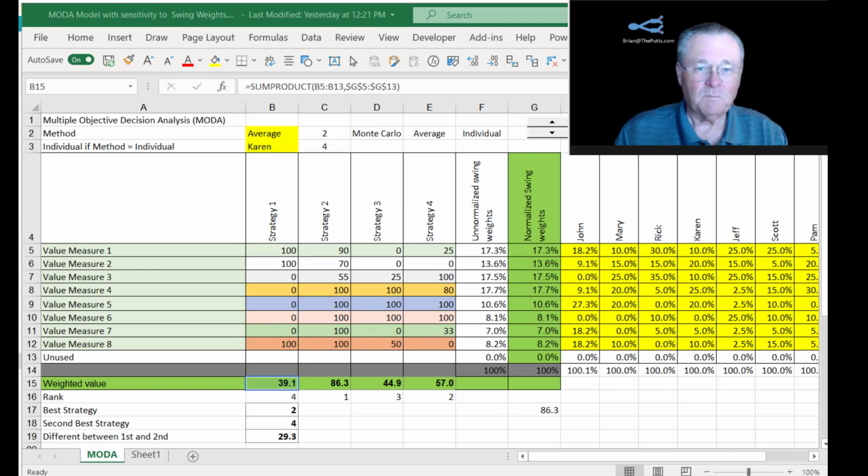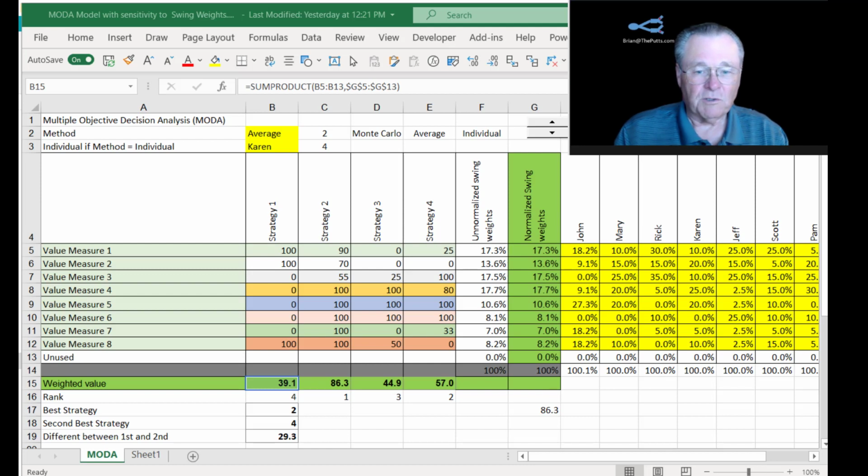This is Brian Putt. Today I'd like to talk to you about multiple objective decision analysis, looking at uncertainties where they are difficult to quantify. And you may have a number of stakeholders, and they all have different risk preferences. So how might we go about this?